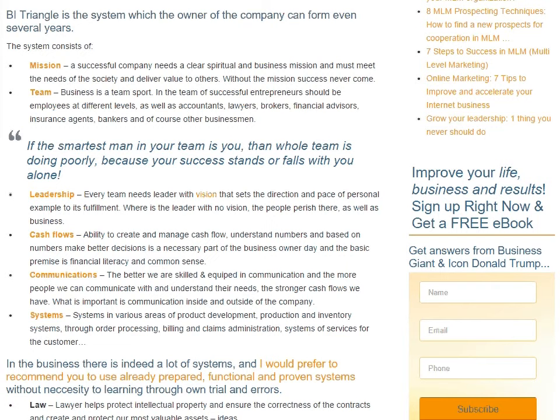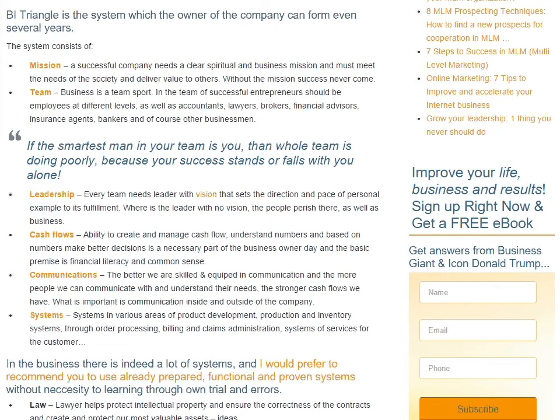As well as business. Cash flows. The ability to create and manage cash flow, understand numbers, and based on numbers make better decisions is a necessary part of the business owner's day, and the basic premise is financial literacy and common sense.